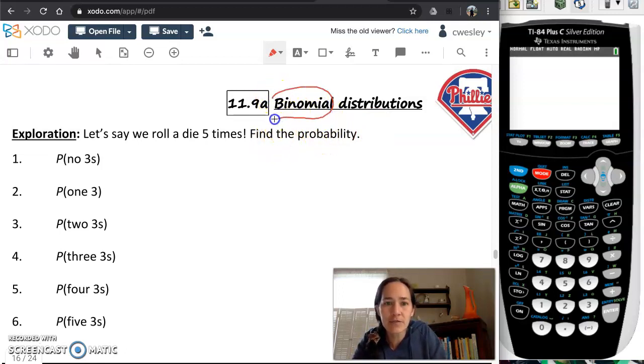Binomial makes me think of the number 2, so there's going to be something with two options or two outcomes involved. And the distributions part I'll explain when we talk about what it means to have a probability distribution.